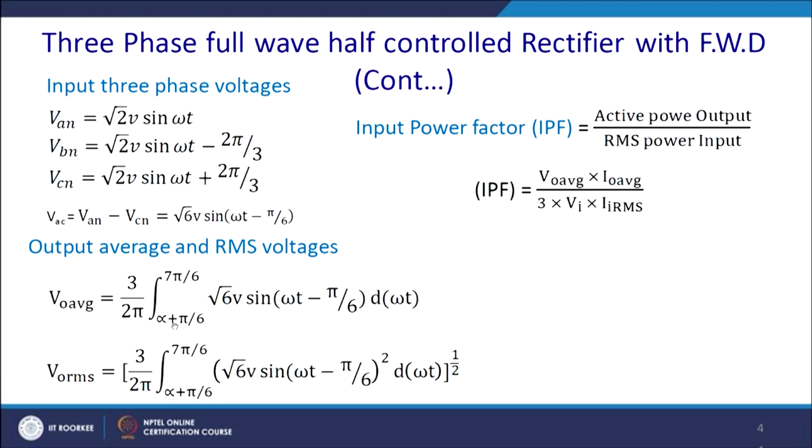So, it is integrated from alpha plus pi by 6 to 7 pi by 6, with 1 by pi, and since there are 3 intervals, it is multiplied by 3. Ultimately it is root 6 V sin(omega t minus pi by 6) d omega t. Similarly, the output RMS voltage can be calculated by the same method of integrating over the period alpha plus pi by 6 to 7 pi by 6. Similarly, the input power factor will be the active power output by the RMS power input, that is, the input power factor is the average voltage by the RMS voltage.